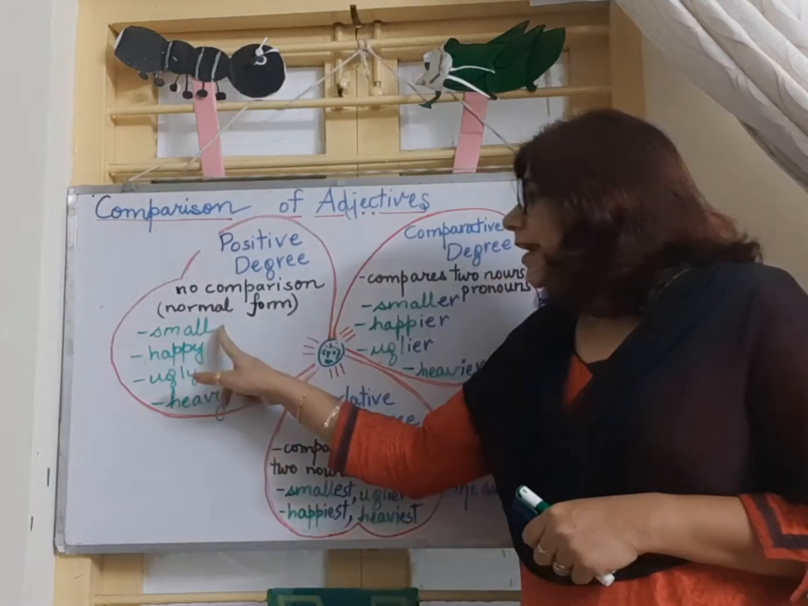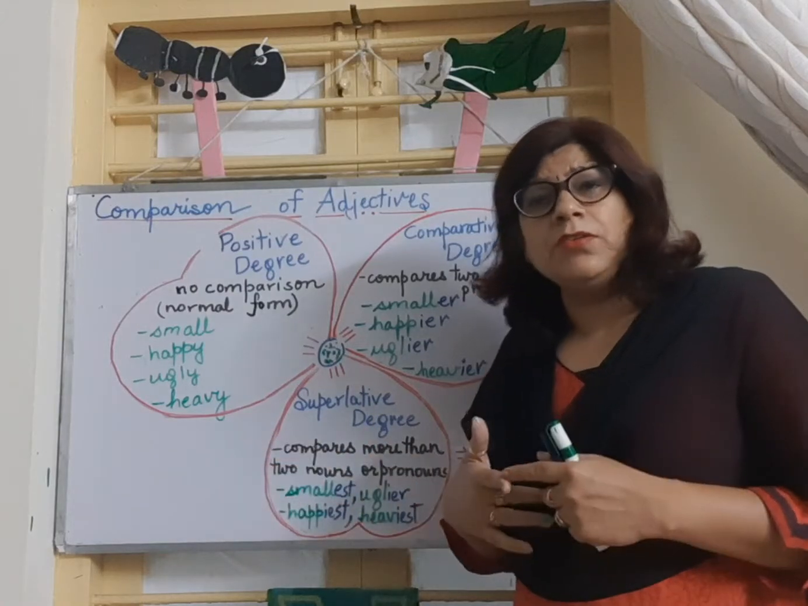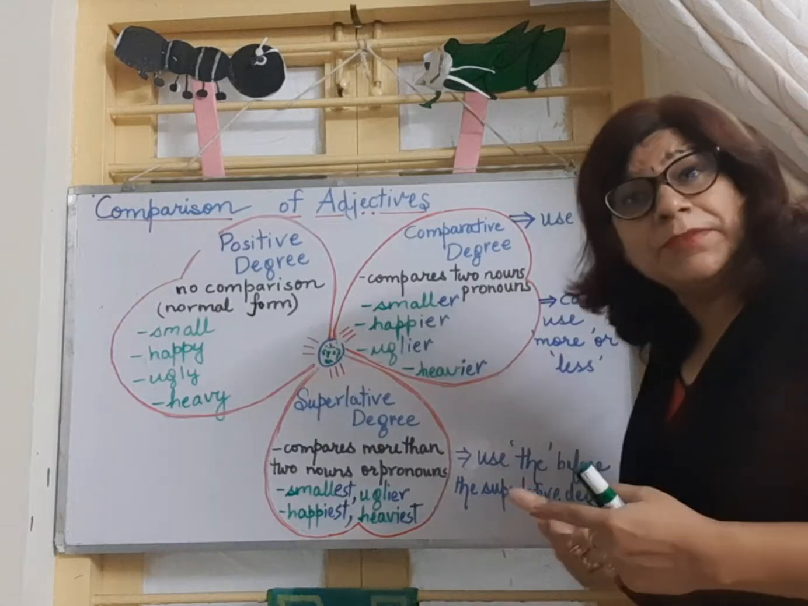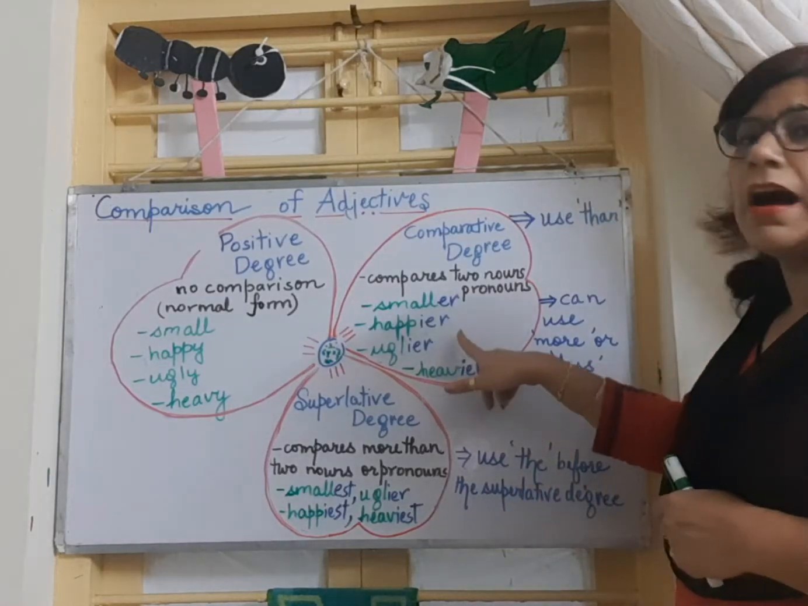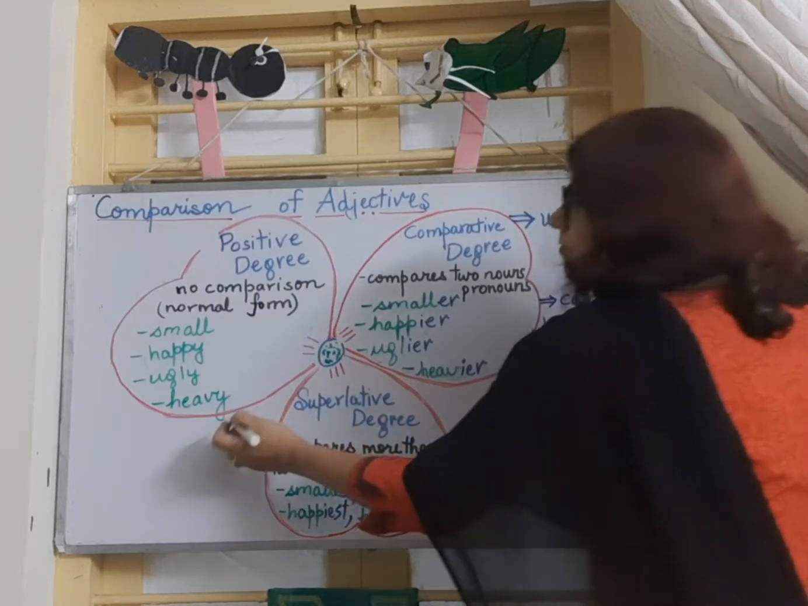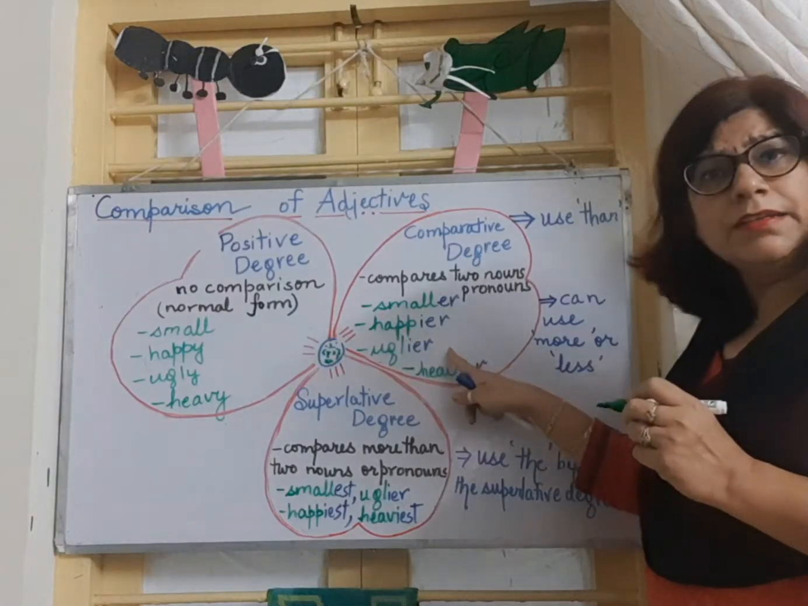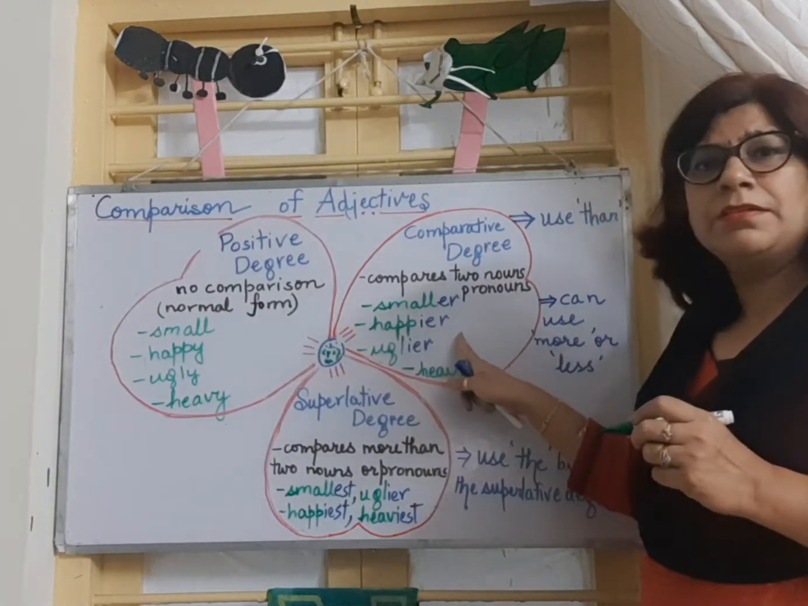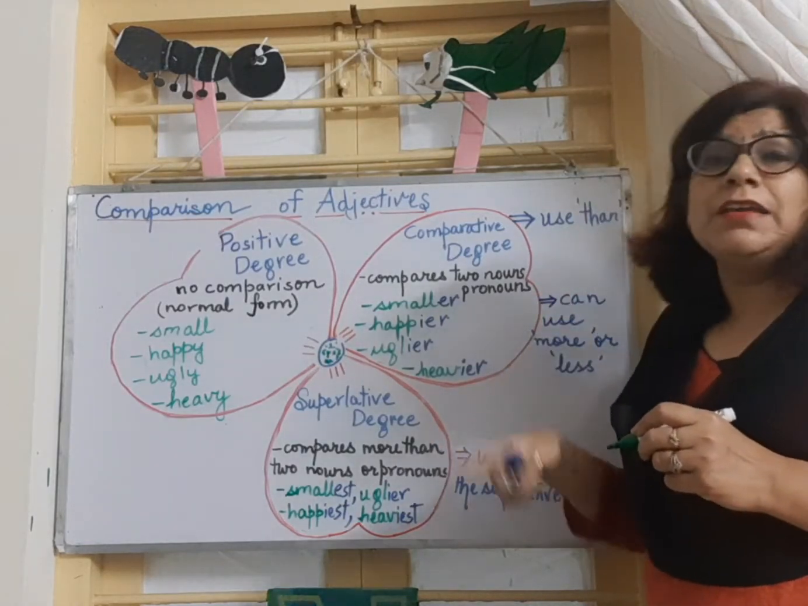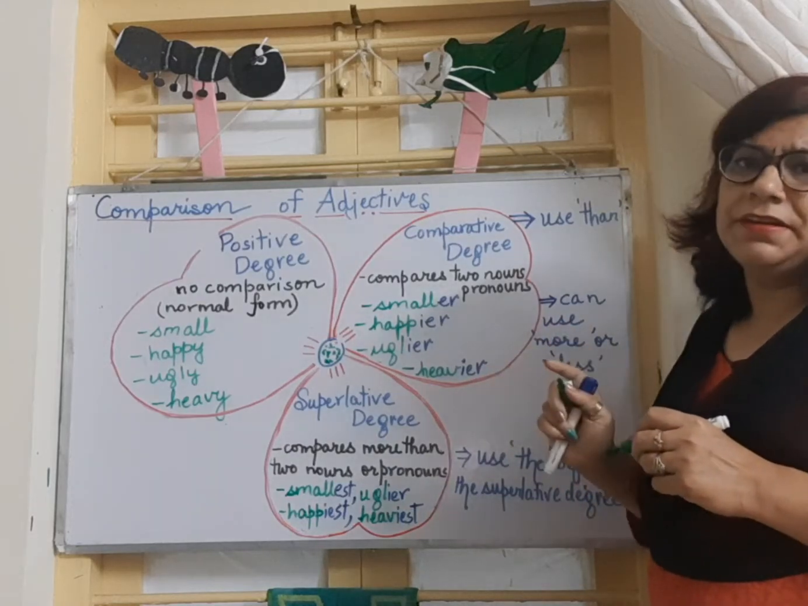At the end we are going to add ER or IER depending on what the word is ending with. The words that end with Y, there we are going to add IER. We are going to cut this Y and add IER. So ugly will become uglier, happy will become happier. Same way, pretty ends with a Y, we will remove the Y and replace it with IER. Pretty will become prettier in comparative degree.